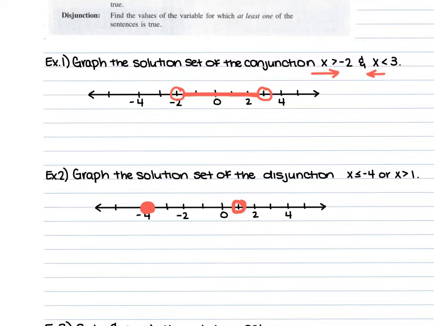So that x is less than or equal to -4, that line's going to go to the left because that sign points to the left. And then that x is greater than 1, it's going to go to the right because it points to the right.